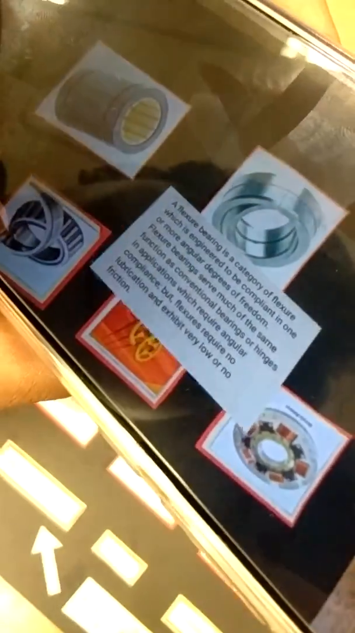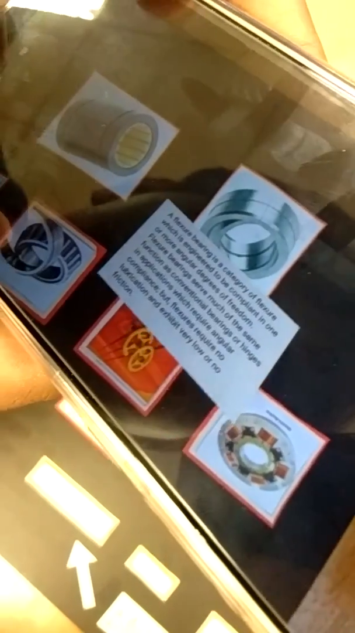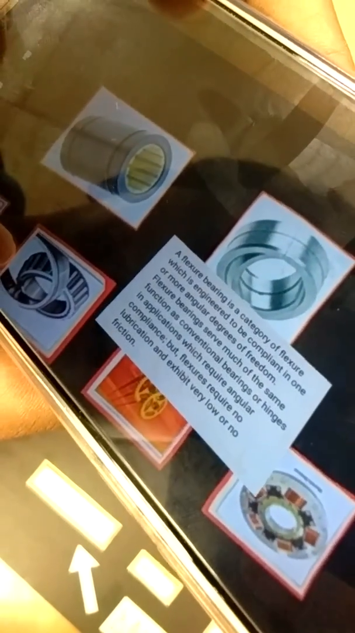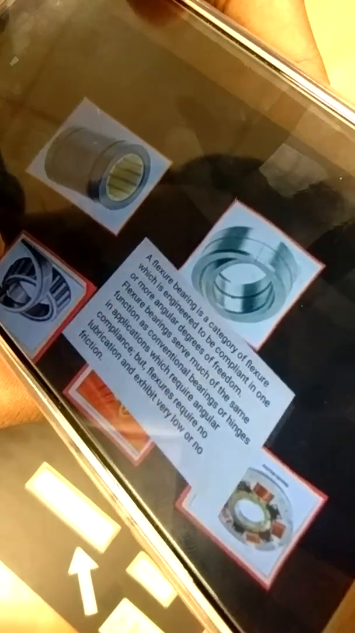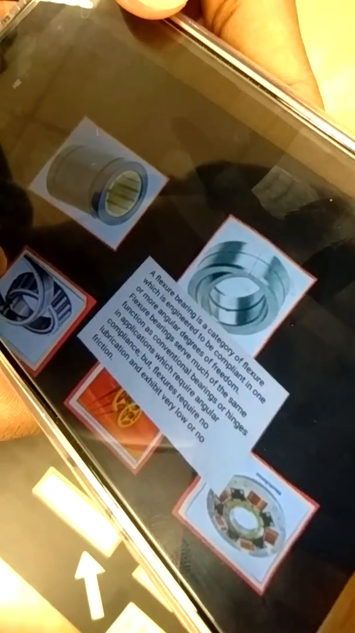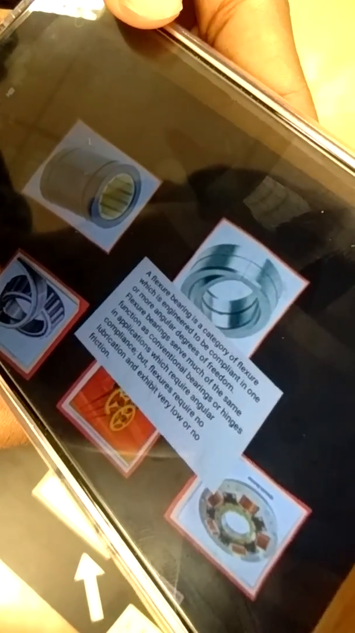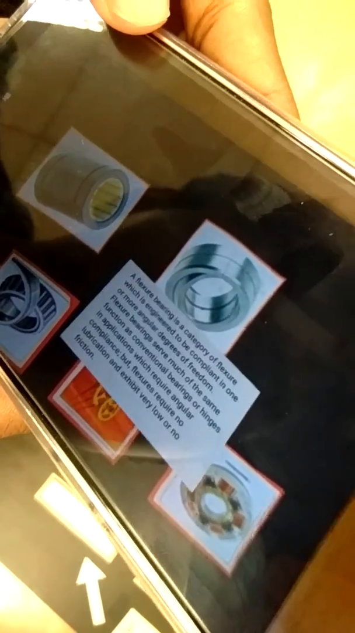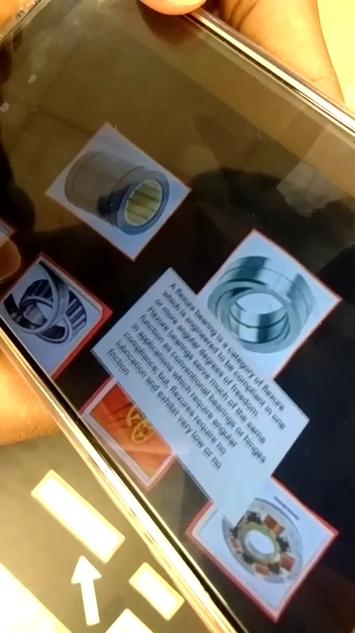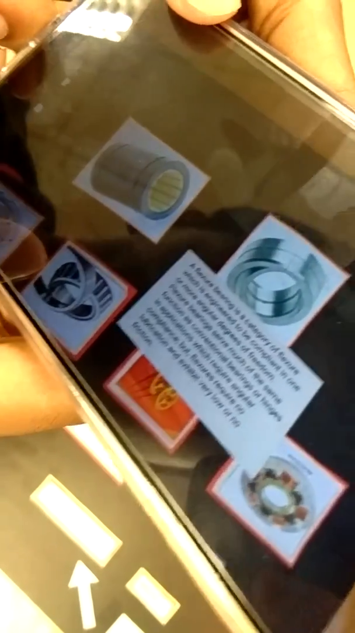Okay, this is a flexure bearing. A flexure bearing is a category of flexure which is engineered to be compliant in one or more angular degrees of freedom. Flexure bearings serve much of the same function as conventional bearings or hinges in applications which require angular compliance, but flexures require no lubrication and exhibit very low or no friction.